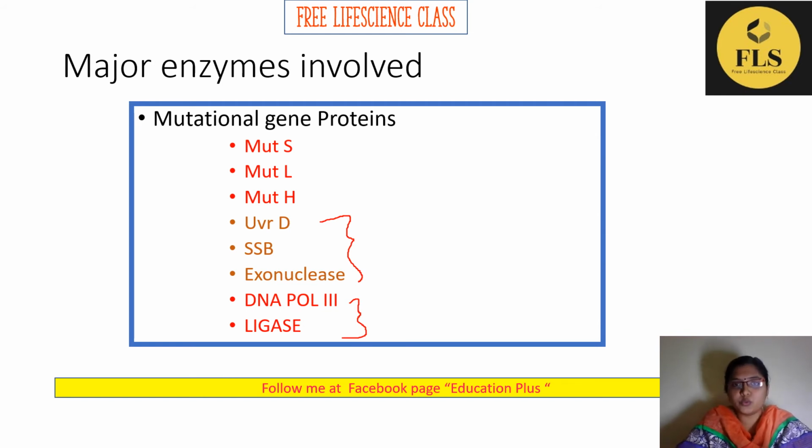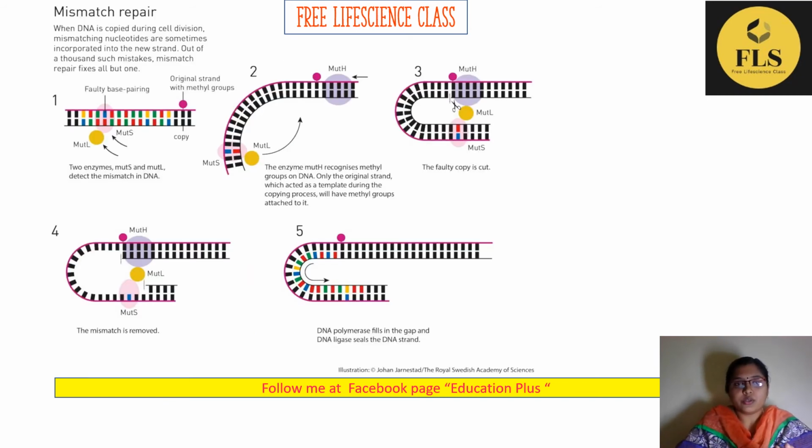Okay, let's move into the diagram so that you can understand the process very much. So here is a beautiful diagram. From this you can clearly understand what the mismatch repair mechanism is. Okay, so in this first diagram you can see that a faulty base pairing, that is an unusual base pairing, has occurred inside a DNA.